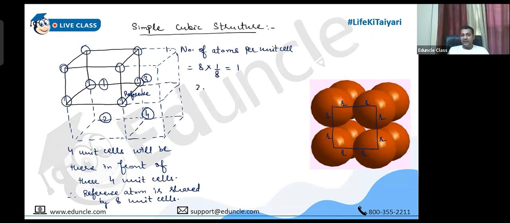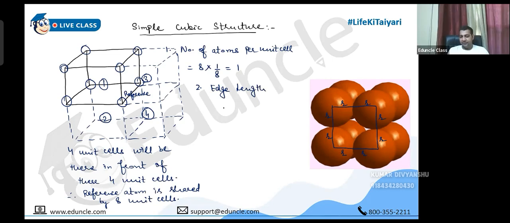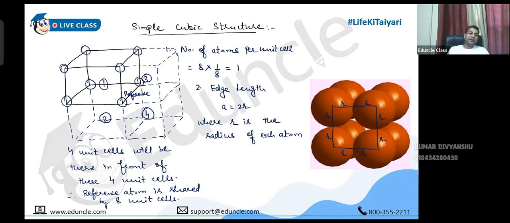Now what about edge length? Edge length means side of unit cell. It will be 2r, just as I explained, because both atoms are touching each other, where r is the radius of each atom. Clear? Now another quantity is packing fraction.